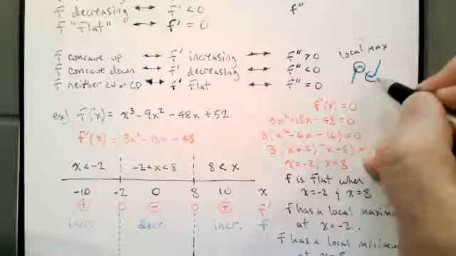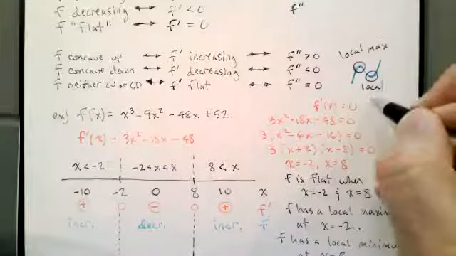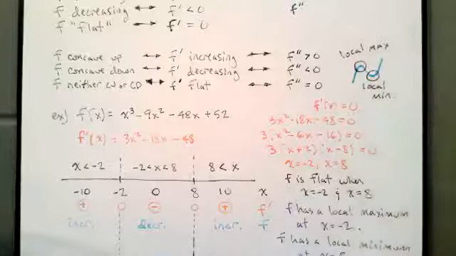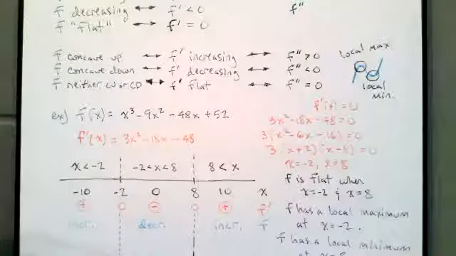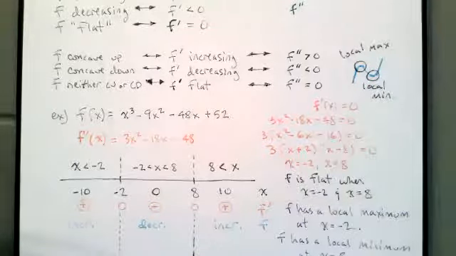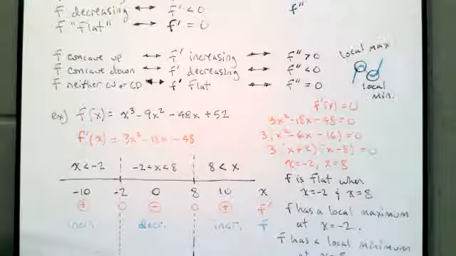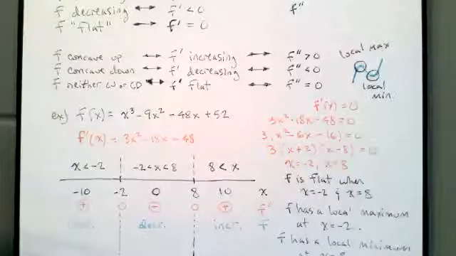Similarly, at 8 we have a local minimum. It's the lowest point in a small neighborhood around 8, but it's not the lowest point on the entire graph. The local maximum is the highest point in a small neighborhood around -2, but it's not the highest point on the graph. It may be the biggest kid in the school, but it's not the biggest kid in the city.